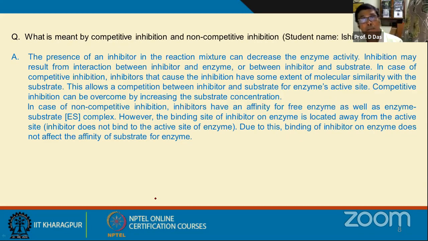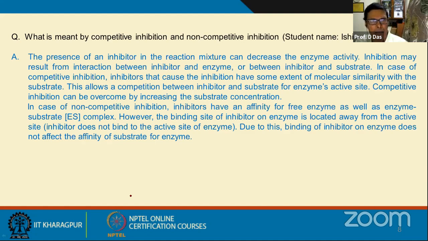And it may so happen that some compound can sit at a site other than the active site of the enzyme, and also the substrate will sit at the active site. Now it forms a trimolecular complex. You have the enzyme, you have the substrate on one side, you have the inhibitor on one side. This is called a trimolecular complex. So in case of non-competitive inhibition, there is a formation of the trimolecular complex.